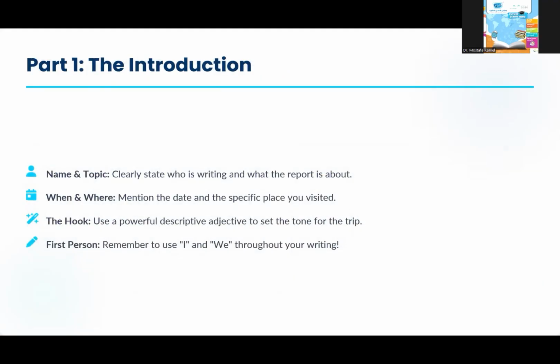Part 1, the introduction. Name and topic. Clearly state who is writing and what the report is about. And this is very important to be clear. Second thing, when and where. Mention the date and the specific place you visited. Third, the hook. Use a powerful descriptive adjective to set the tone for the trip. Also, always remember to use the first person. Remember to use I and we throughout your writing.